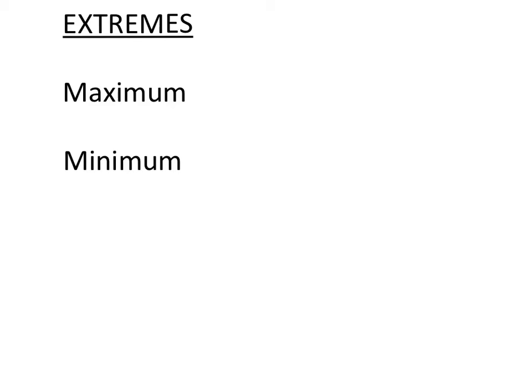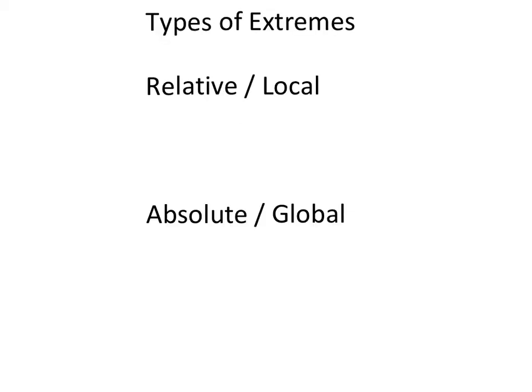There are two different types of extremes. There are maximums, and this would be a maximum point right there, and there are also minimums. There are two different classifications of maximums and minimums. They are relative extremes or local extremes.